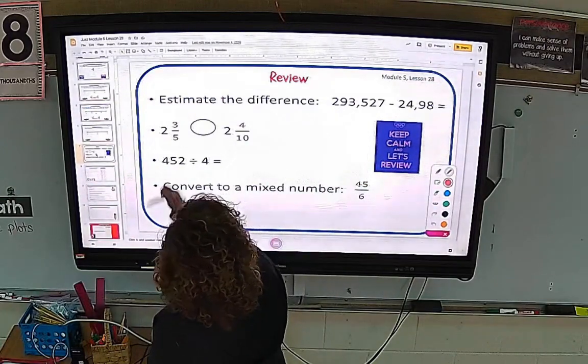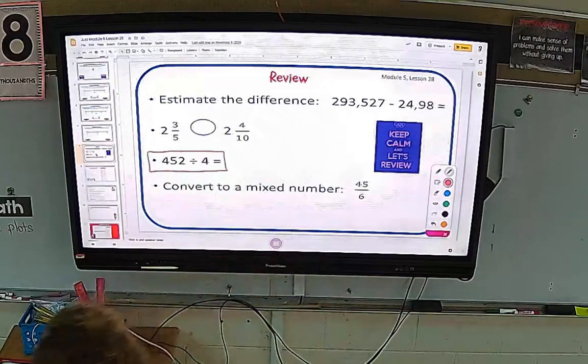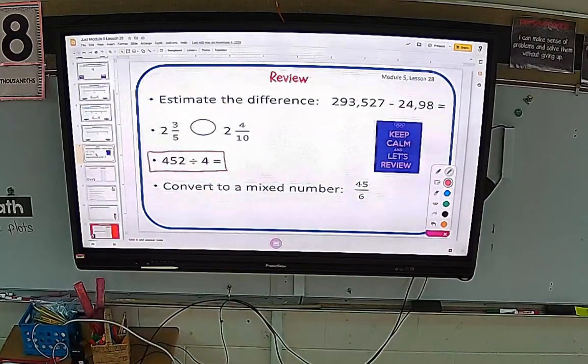Let's start off with this one right here in the middle. I'm just going to change the order of these. Okay. Go ahead and work that, and if you can, check it with multiplication, see if you've gotten it right.